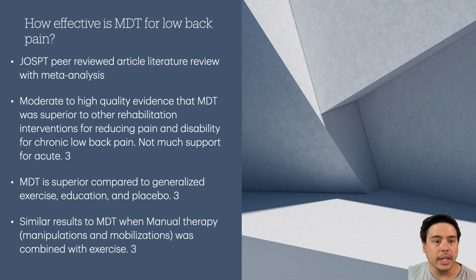So I'm going to go over the effectiveness of MDT for low back pain. In this article that I found, there was moderate to high quality evidence that MDT was superior to other rehab interventions for reducing pain and disability for chronic low back pain, but there wasn't as much support for acute. MDT was considered superior when compared to generalized exercise, education, and placebo. Interesting though, when it's compared to manual therapy, which had manipulations and mobilizations combined with exercise, it actually had similar results. That's pretty good because a combination of two was similar to MDT.